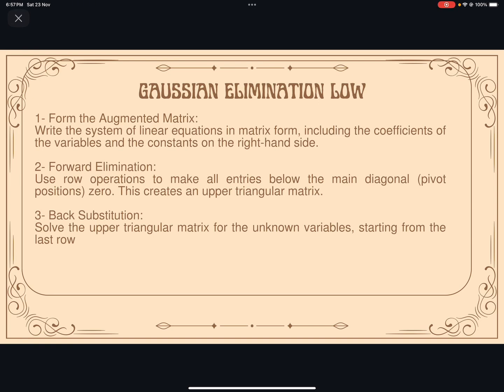So, forward elimination uses row operations to make all entries below the main diagonal 0. This creates an upper triangular matrix. And then back substitution, which is to solve the upper triangular matrix for the unknown variables starting from the last row.